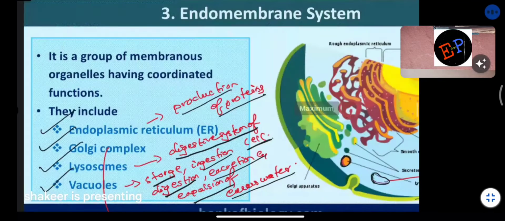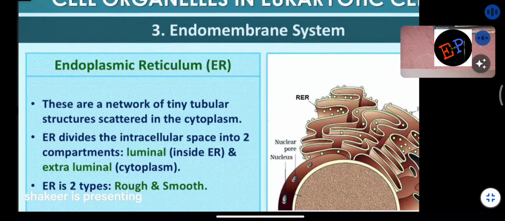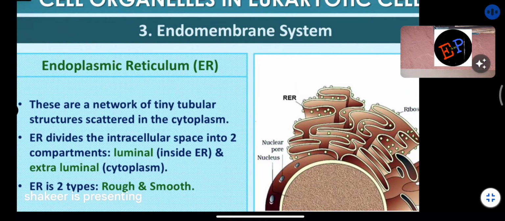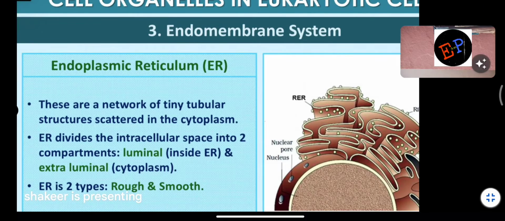Endoplasmic reticulum is a network of tiny tubular structures scattered in the cytoplasm. We know endoplasmic reticulum is of two types, rough endoplasmic reticulum and smooth endoplasmic reticulum. The rough endoplasmic reticulum is very close to the nucleus, and the smooth endoplasmic reticulum is a bit far away from the nucleus. Clear?